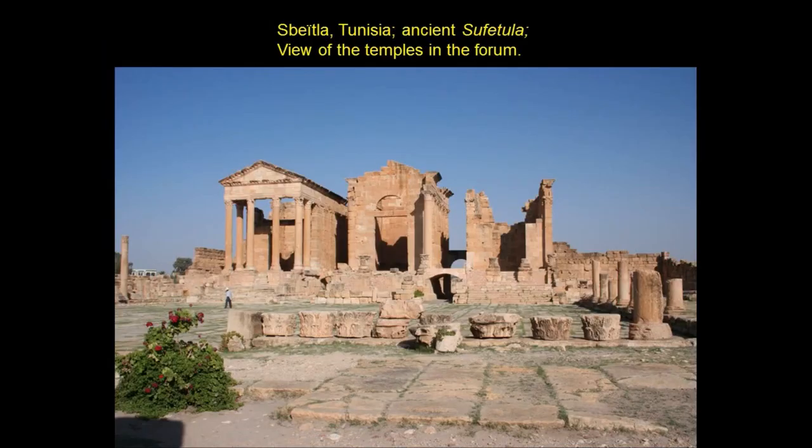Here's the view of Spatla. You might say, great, so much is standing. Why do we need a digital model? Well, number one, these are reconstructed buildings, and we can't assume that they're correct. And number two, there's a lot of stuff that's missing.